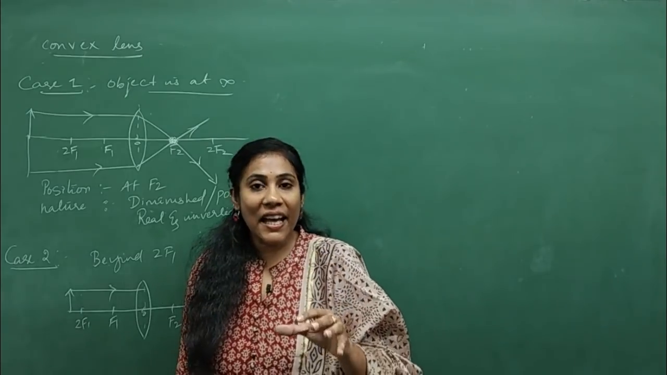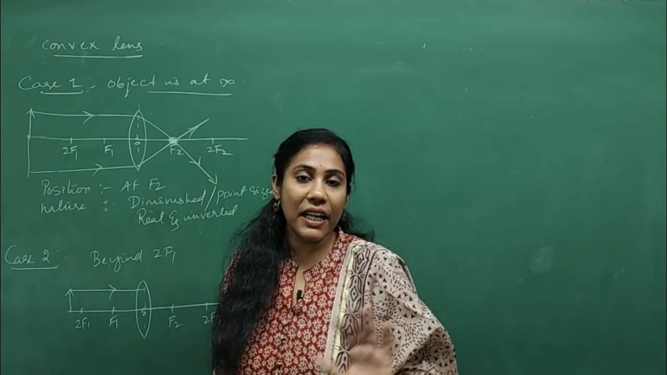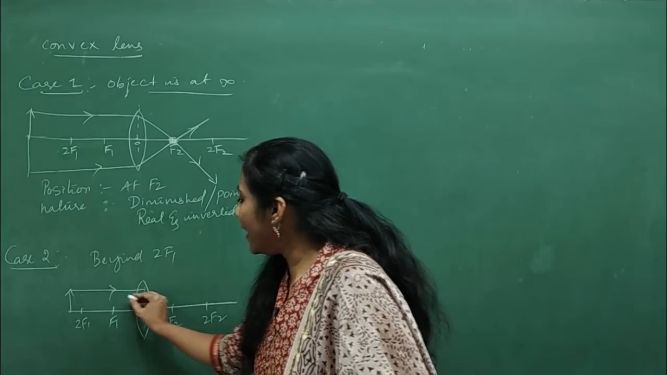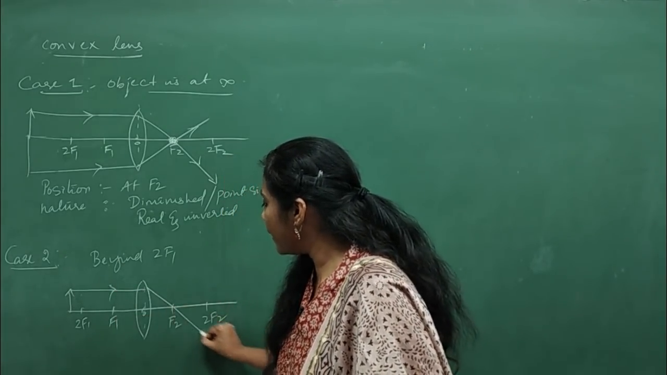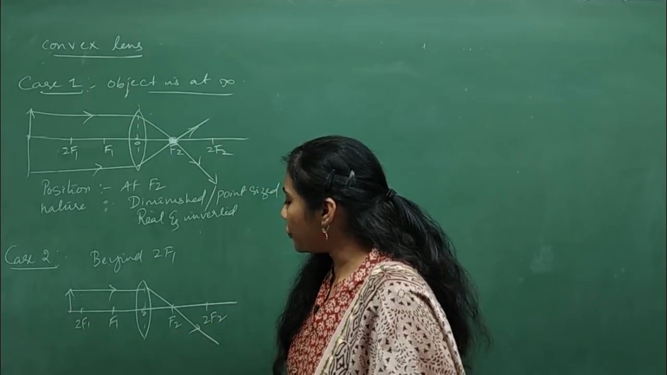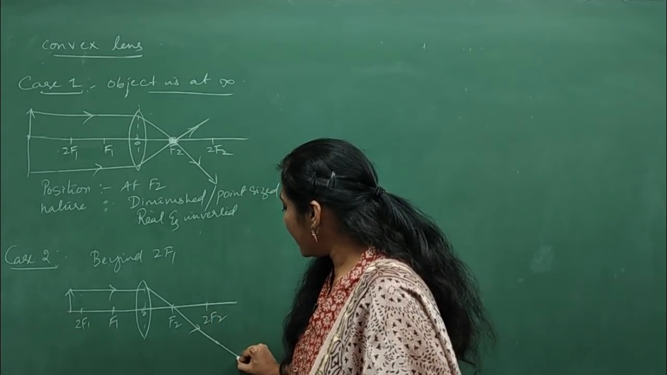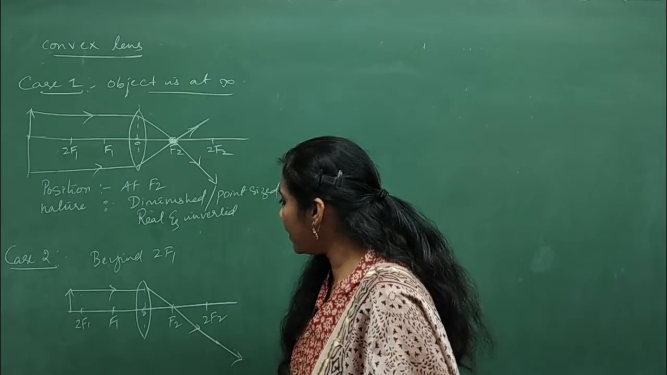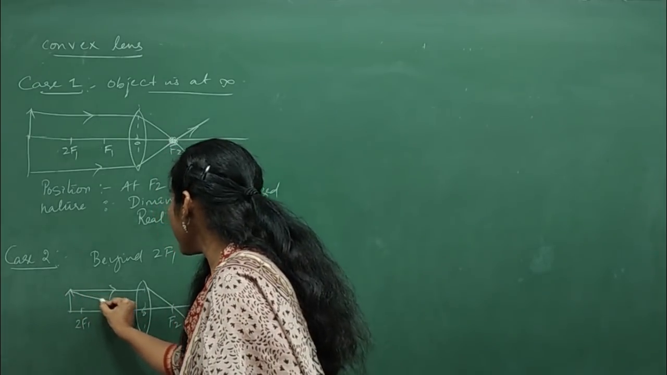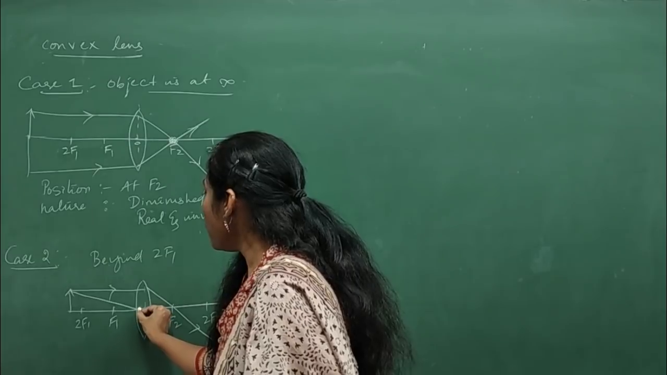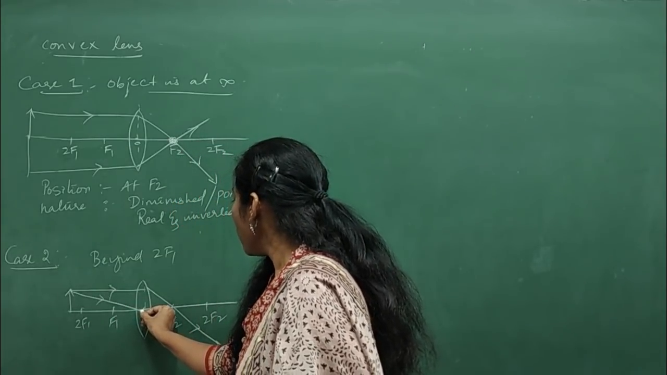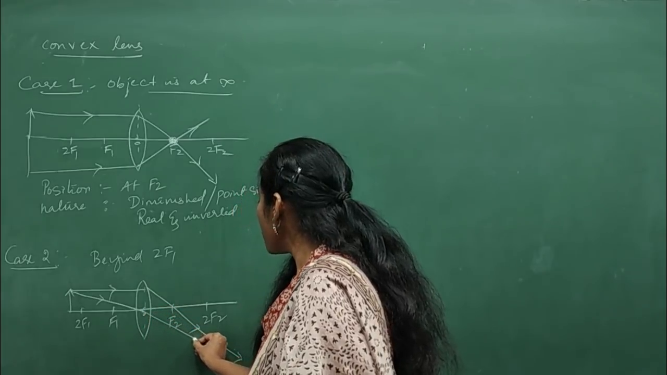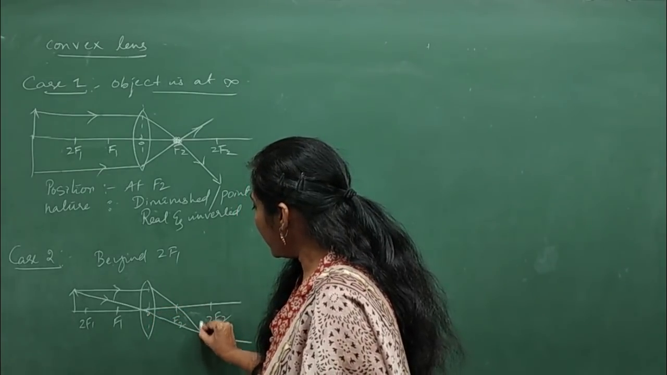If you miss the arrow mark, then marks will get cut. Remember this. So I'll take one incident ray parallel to the principal axis, then definitely it will cross towards F2. And I am taking another incident ray which is passing through the optic center. So whenever an incident ray is passing through the optic center, what happens? It will move straight. So where are you getting your image?